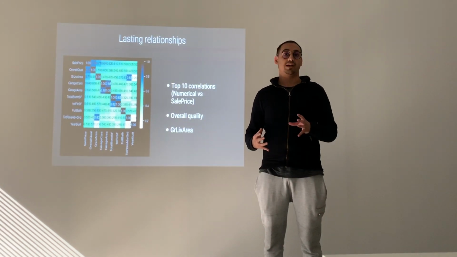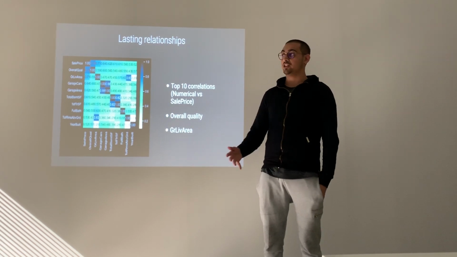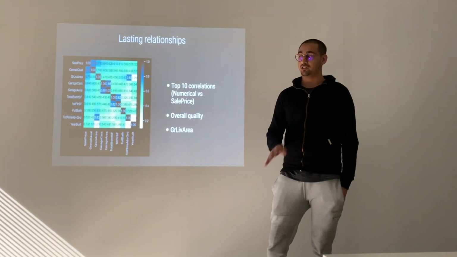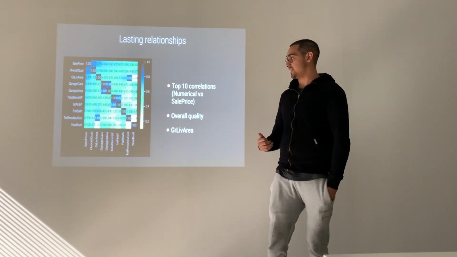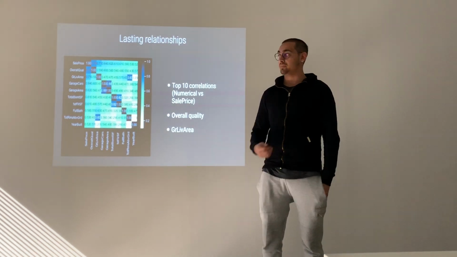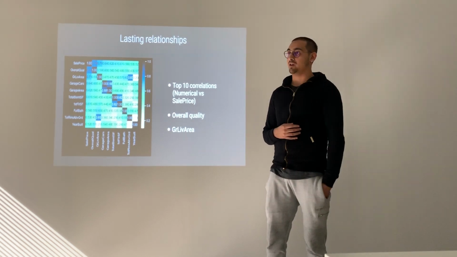Next, we looked at relationships between sale price and other features. We looked at the top 10 numerical values, not categorical, just numerical. From this correlation map, we can see that overall quality and ground living area were naturally more important, because quality does influence the sale price quite tremendously.